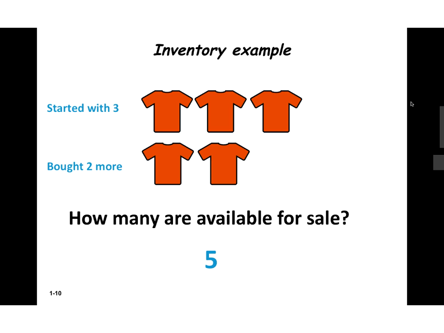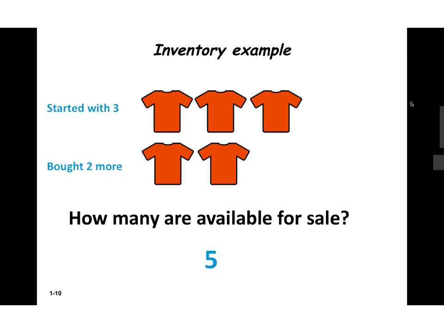Over and over and over, you're going to hear "available for sale" in here. Right now we're talking about units. By the end of today, we'll be talking about dollars, but it's the same idea. It's what's the cost of those t-shirts that are available for sale.